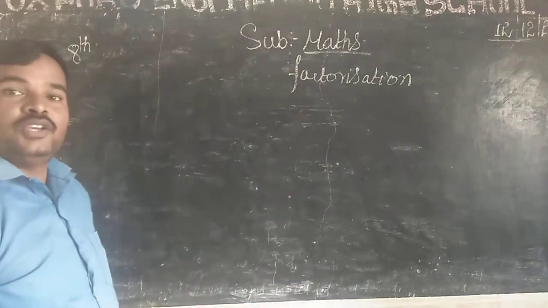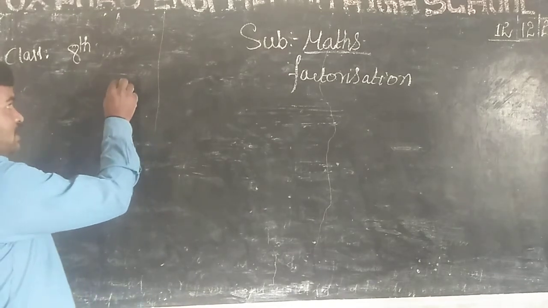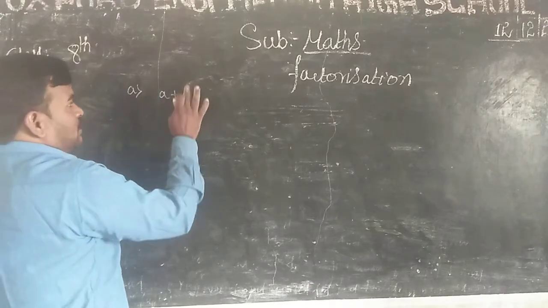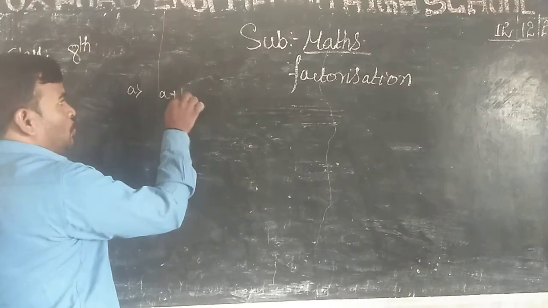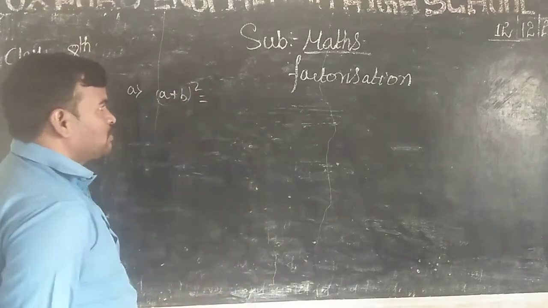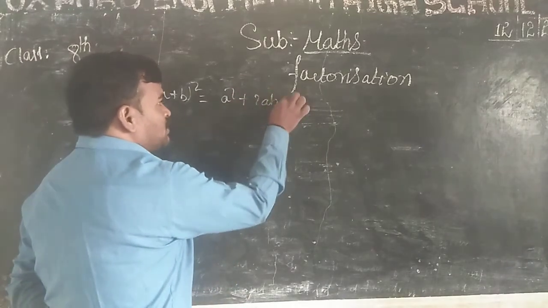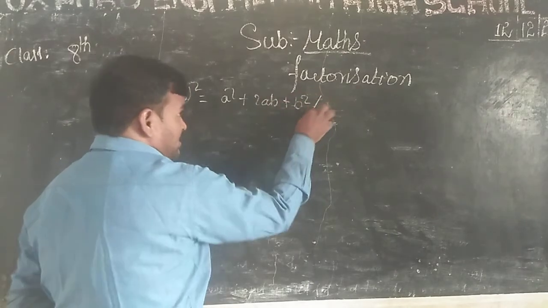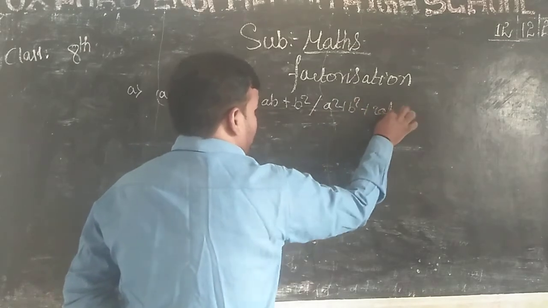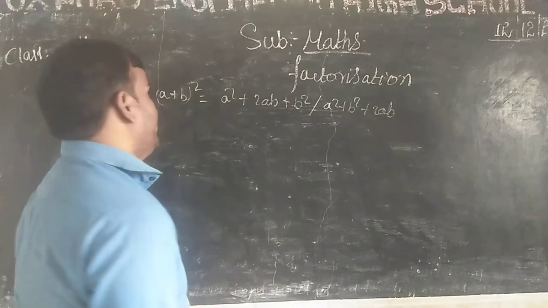Dear students, you already learned in your previous classes some identities. The first identity is a plus b whole square. What is its identity? A plus b whole square is a square plus 2ab plus b square, or otherwise a square plus b square plus 2ab. Right? So you learned this in the previous class, in 7th standard.